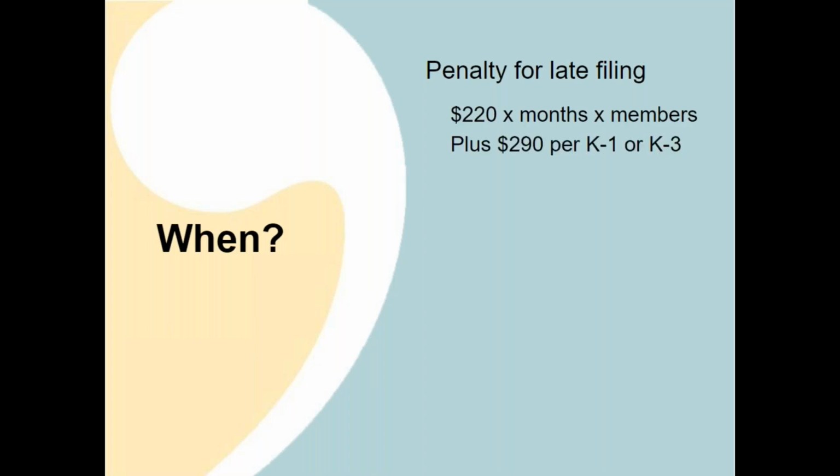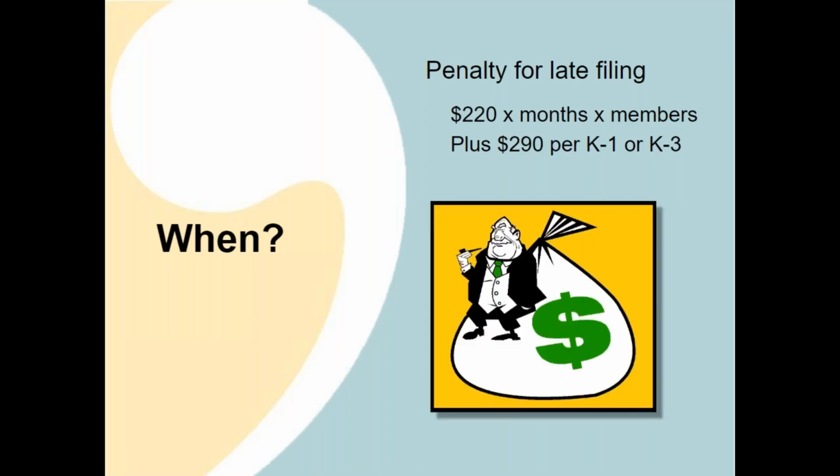Plus, there is a minimum $290 penalty for each failure to furnish a Schedule K-1 or K-3 to a partner when due, or for each K-1 or K-3 on which there is missing or incorrect information. This adds up quickly. Each year we get questions from clubs that have received tax bills for thousands or tens of thousands of dollars because they have failed to meet these requirements.